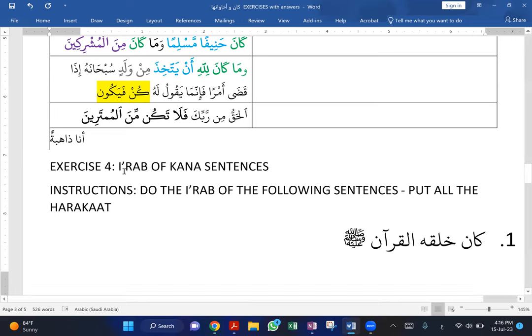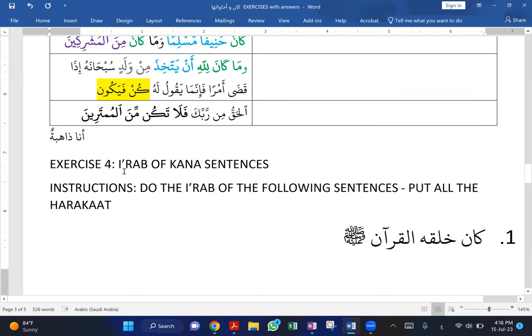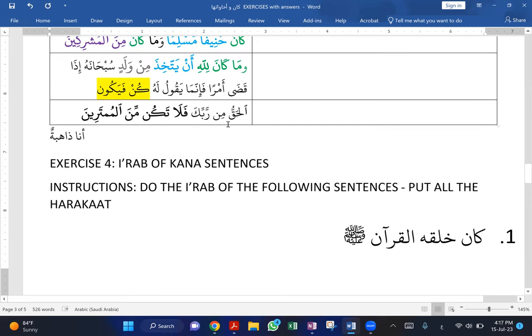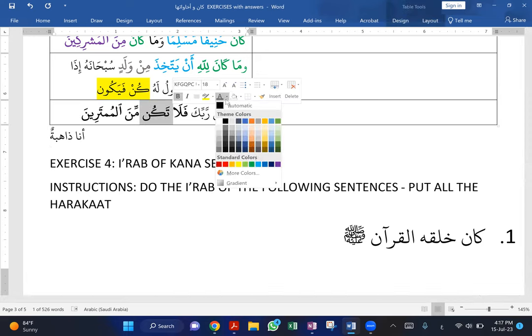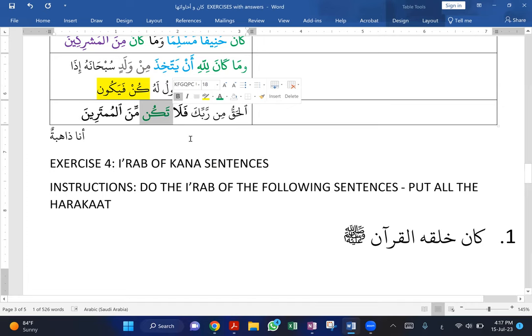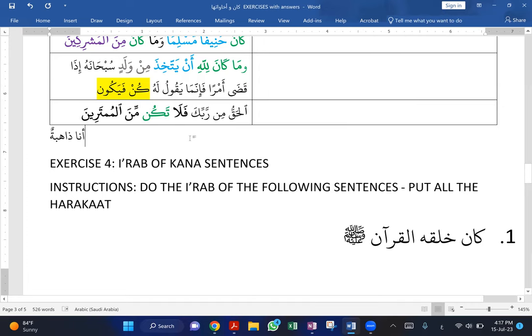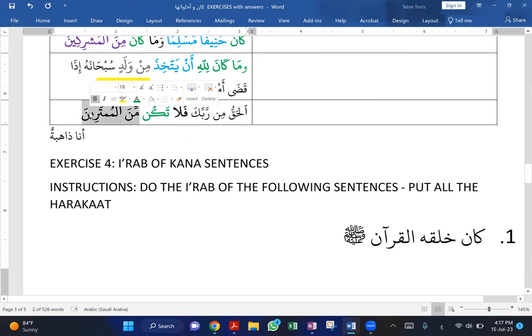Any other questions? Okay, good. Last example from the Quran: الحق من ربك فلا تكن من الممترين. What do you guys think? What is the مبتدأ? تكن is the مبتدأ. Now I know you're thinking, we just covered كان التامة. Could this also be كان التامة? No. There's a متعلق, من الممترين. Is that متعلق بالخبر, right? من حرف جر.